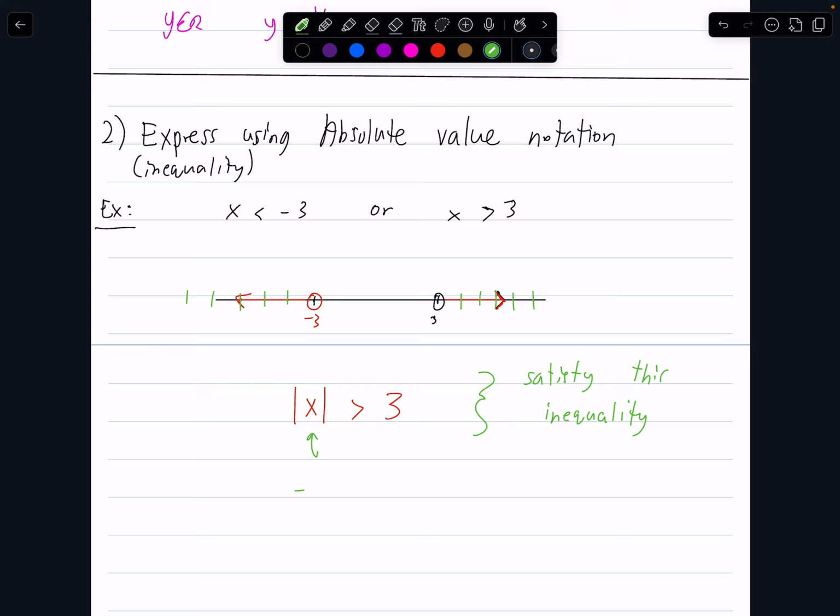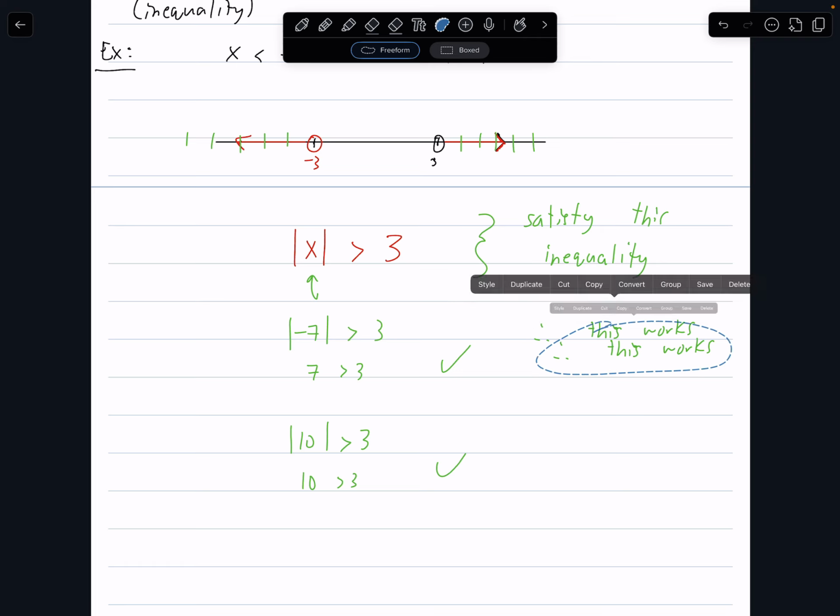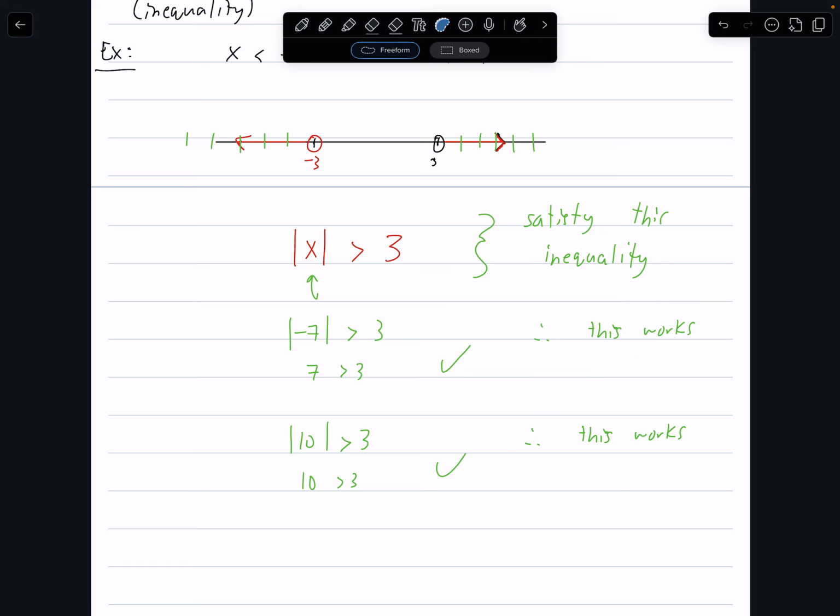So for example, if I put -7, is that greater than 3? Yes, it is, because 7 is greater than 3. Therefore, this works. What if I put a number like 10? Is that greater than 3? Yes. 10 is greater than 3. Therefore, this works. So the question is, yeah, we understand how this stuff works, right?